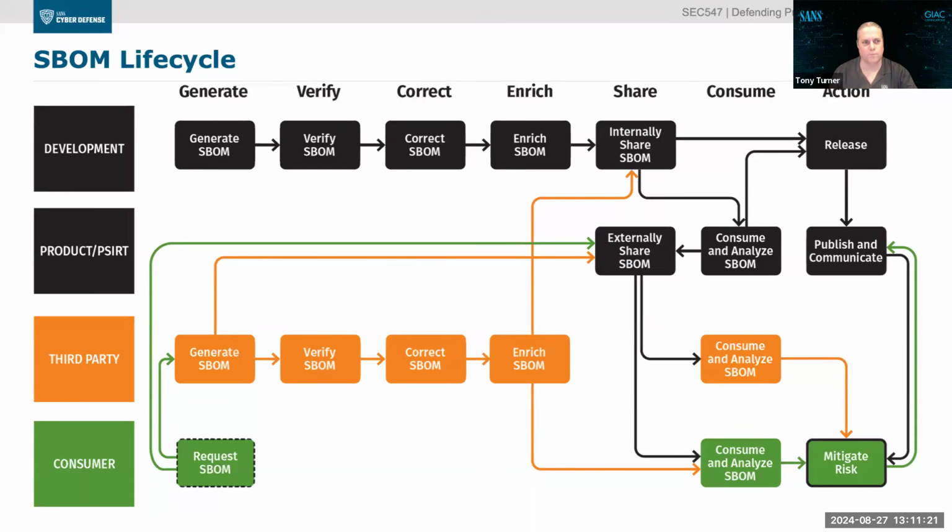Across the top, we have our sets of activities: generation of SBOMs, verification of our data, correction of the data, enriching the data when we want to add additional elements to it, sharing that information, consuming that information, and actioning that information. At our core, these are all the buckets of activities that we're doing across the life cycle of our software bill of materials.